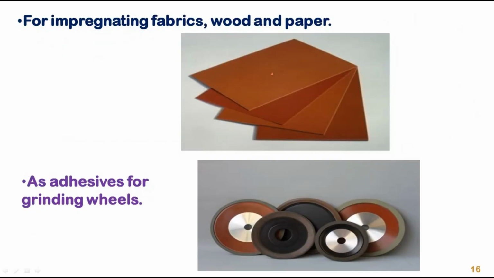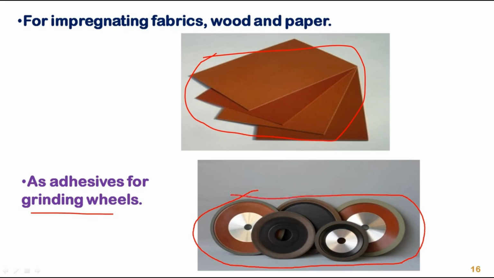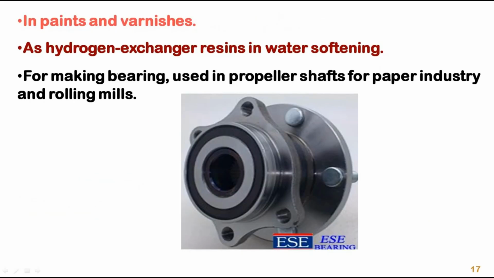Next, this Bakelite is also impregnated with fabrics, wood and paper, meaning it can be used in composite materials also. So by mixing it, we can convert it to a composite also. Here this type of paper or wood can be made by impregnating with any other fabric, wood and papers. Next, it is used as a grinding wheel adhesive. So these are the adhesives used for the wheel base.